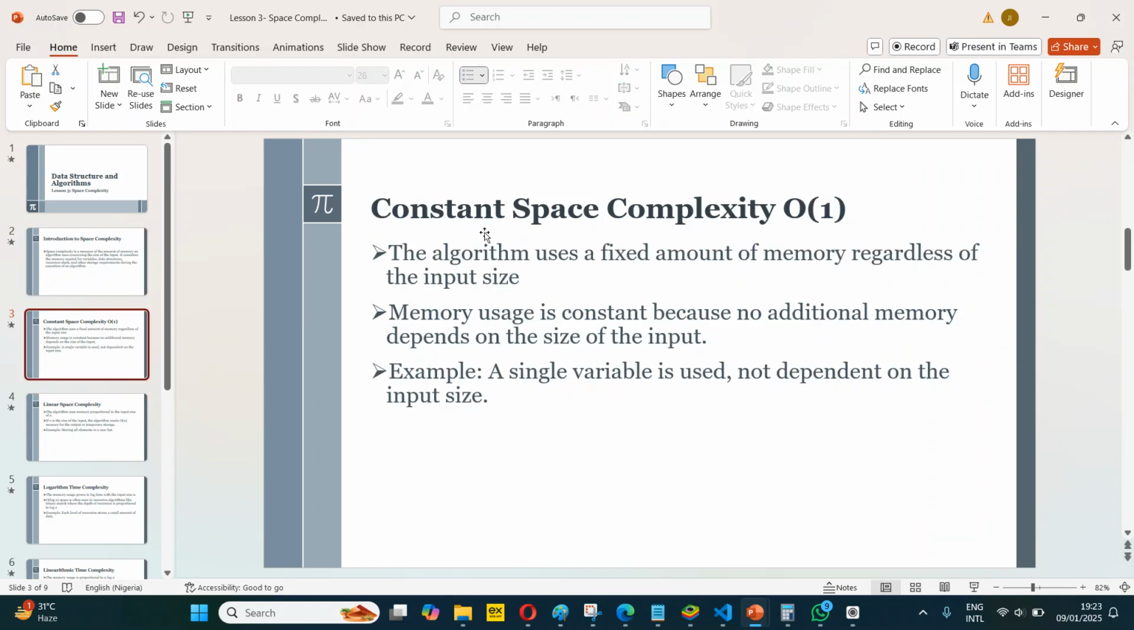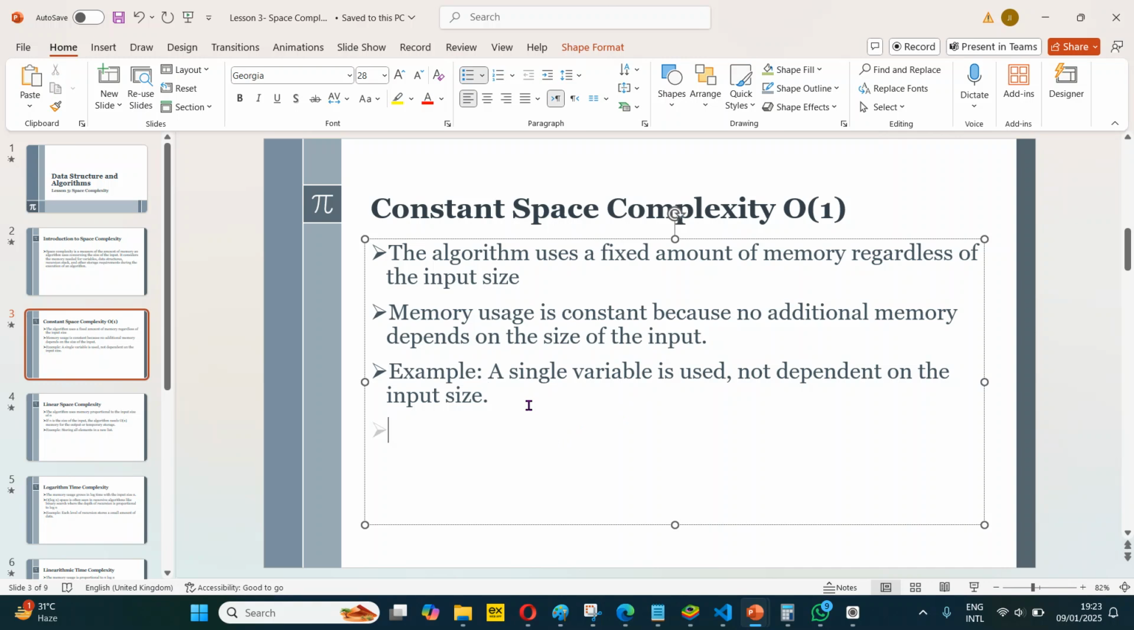Let's look at the first one, which is constant space complexity. In constant space complexity, the algorithm uses a fixed amount of memory regardless of the input size. Let's give an example. Let's assume we have an array that holds a list which is 3, 44, 12, and 24. Let's say we are trying to get the value located at a particular index, and x is a variable that holds that value. So to get it, we have our array.